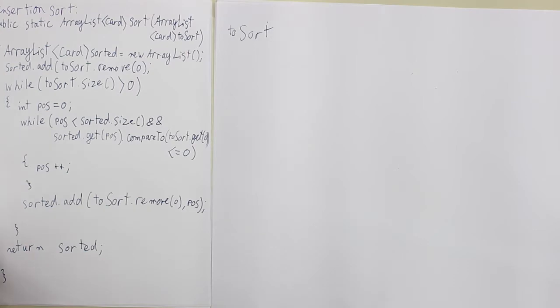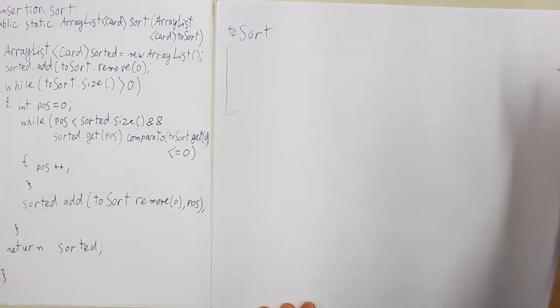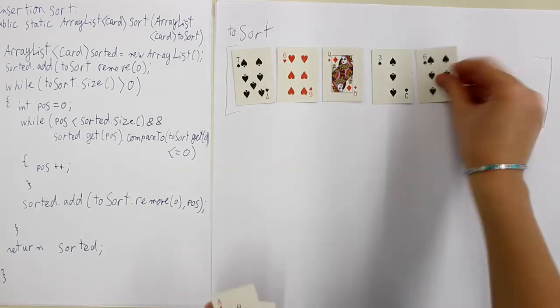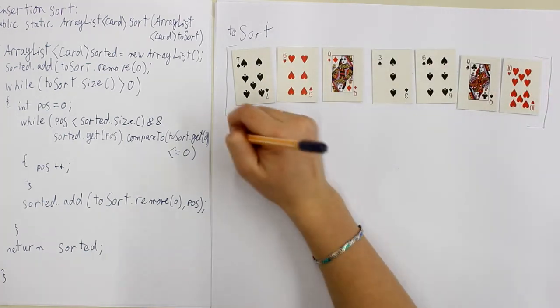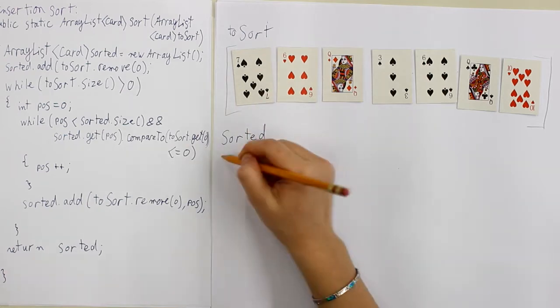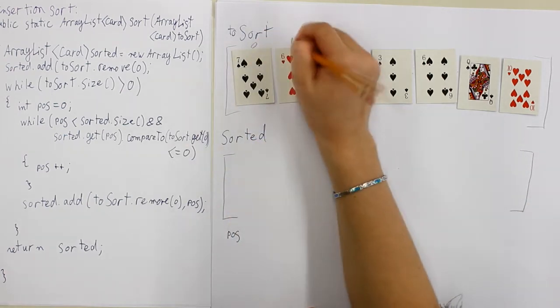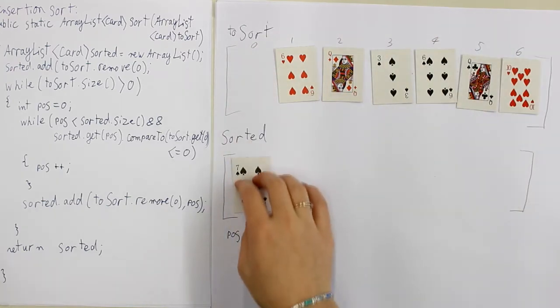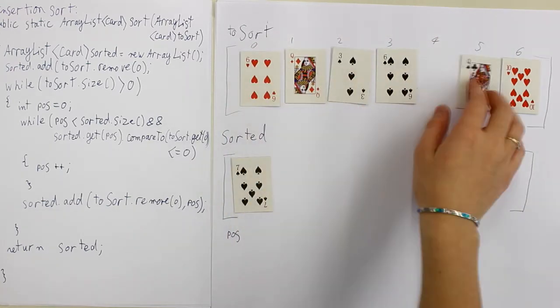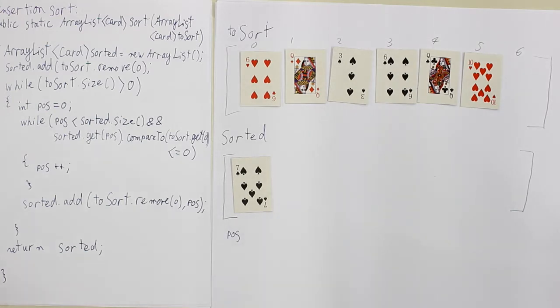Let's run through an example of this quickly. So we'll start off with our list toSort, which will be already filled with cards in a random order. So then, following our code, the first thing we'll do is create an empty array list of cards called sorted. Then we simply move the first item of toSort to the list sorted, and that means that all the other elements will shuffle up. Then starts the while loop.